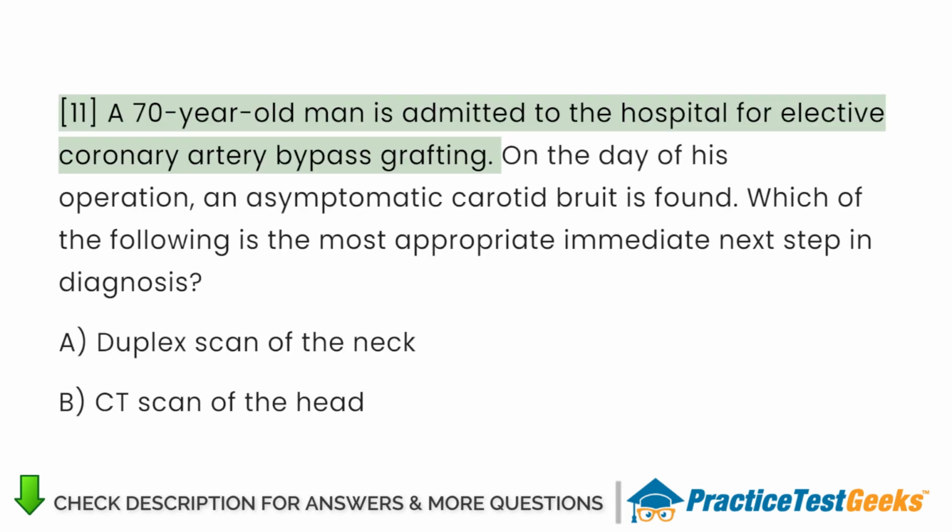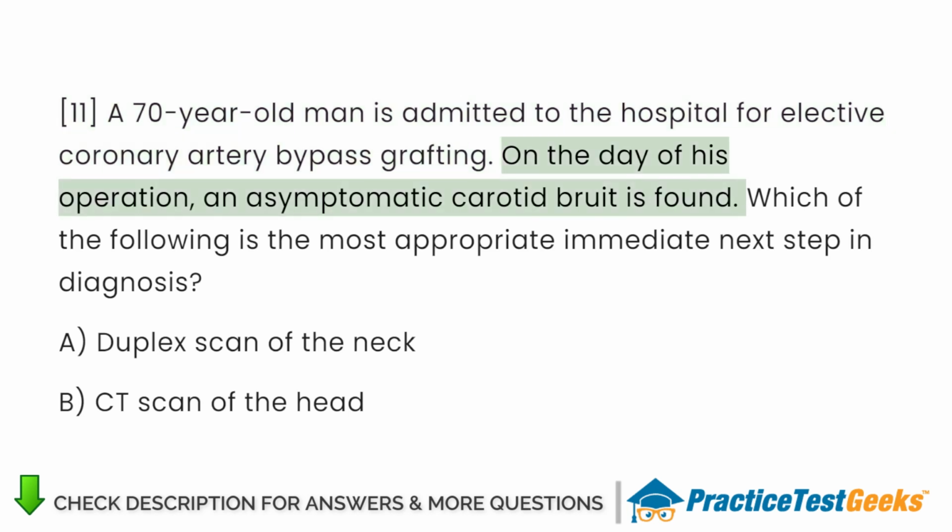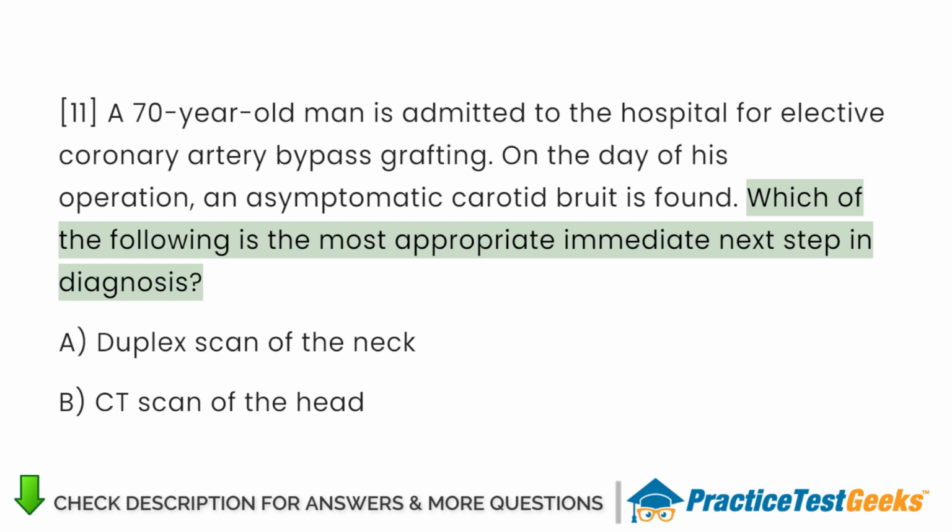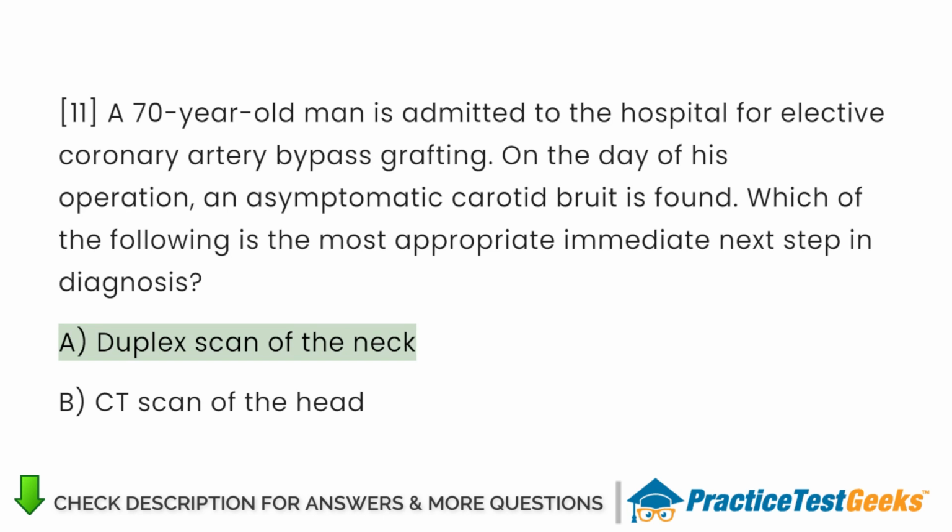A 70-year-old man is admitted to the hospital for elective coronary artery bypass grafting. On the day of his operation, an asymptomatic carotid bruit is found. Which of the following is the most appropriate immediate next step in diagnosis? A. Duplex scan of the neck. B. CT scan of the head.